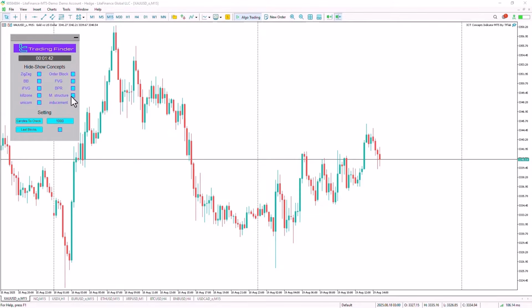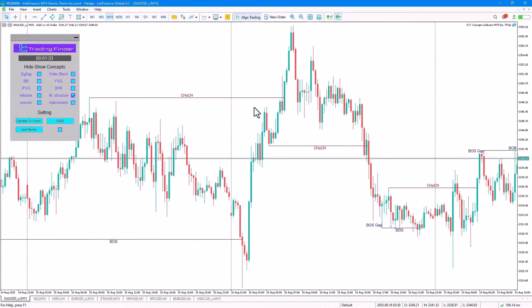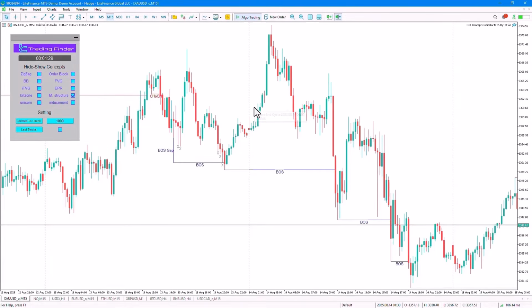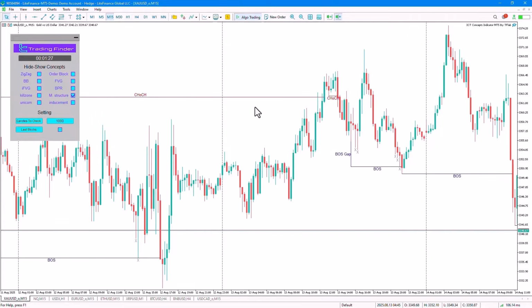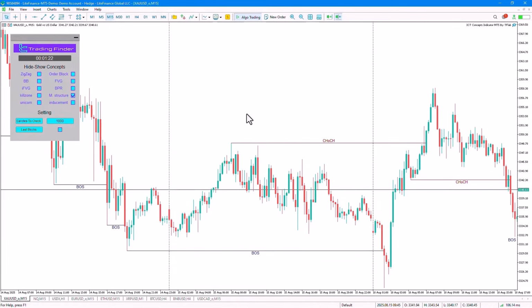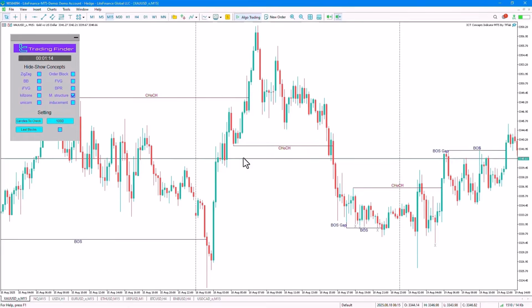The next mode is the market structure mode. By activating this mode, a framework of price movement is drawn for us and displayed on the market. Traders can use this mode to better understand whether the market is bullish, bearish, or ranging, and based on this tool, they can identify BOS, break of structure, levels, and COCH, change of character, levels.